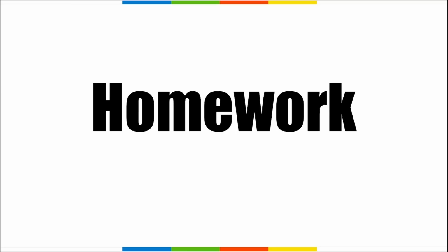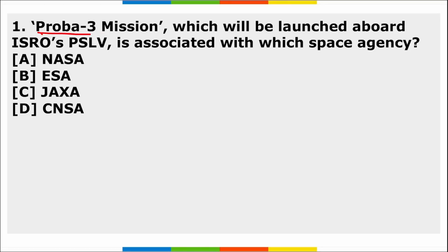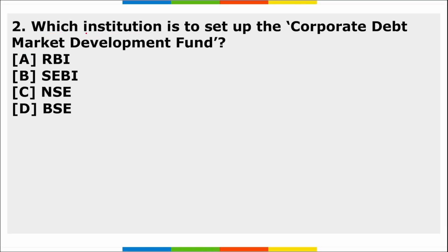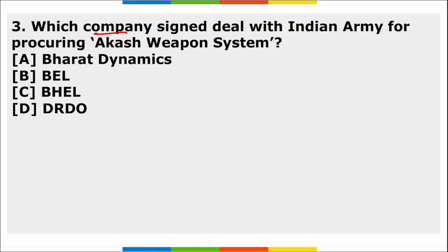Now it's time for your homework. First, the Proba-3 mission, which will be launched aboard the PSLV of ISRO, is associated with which space agency? Second, which institution is to set up the corporate debt market development fund? Third, which company signed a deal with the Indian Army for procuring the Akash weapon system? So these are your three homework questions, friends.